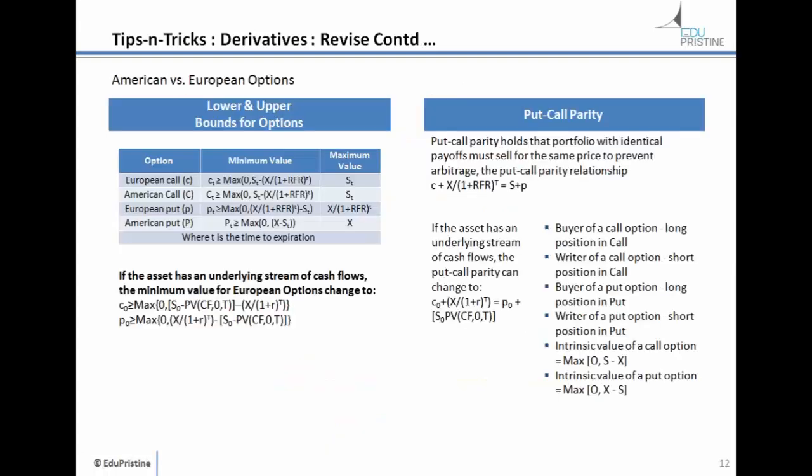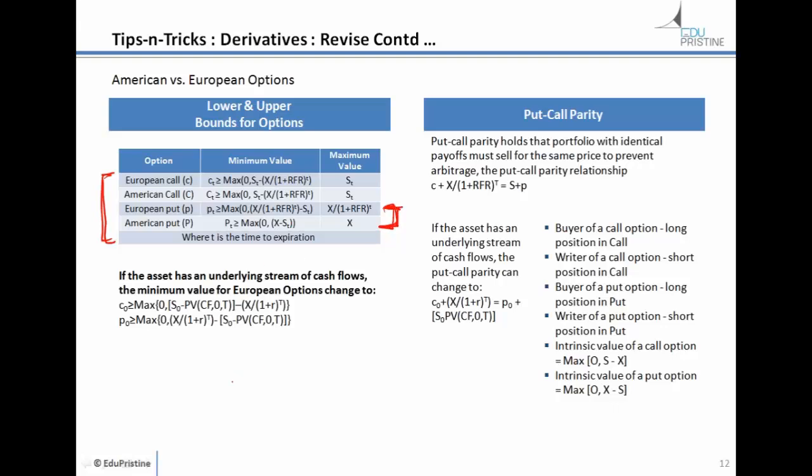Now let me come to derivatives. Please remember the lower and the upper bounds of options. There is a trick to remember this. If I am using a call option, then the minimum value is going to be the maximum of 0, S_t minus X divided by (1 plus r) raised to t. It is going to be the same for an American call option. The maximum value for both these options is going to be the stock price. However, for European and American puts, the minimum value and the maximum value differ. So please be aware of this.